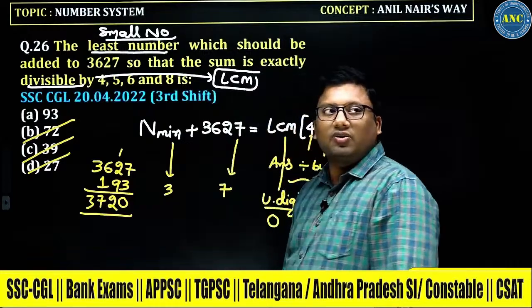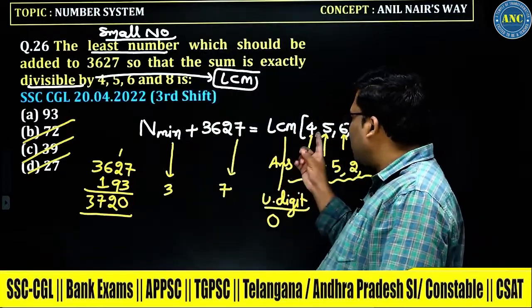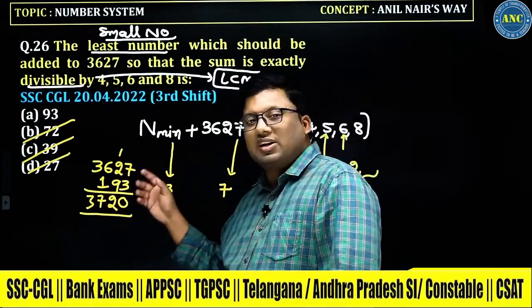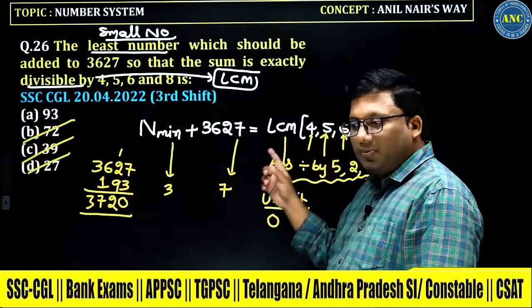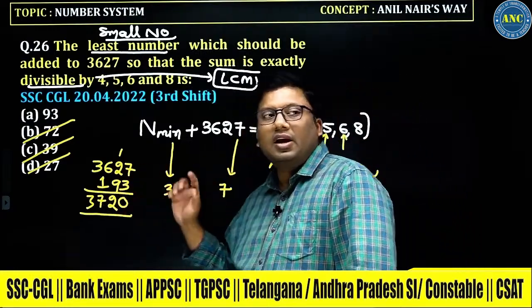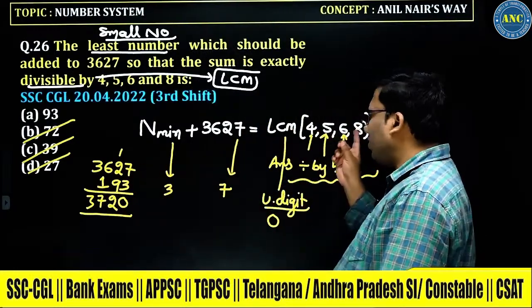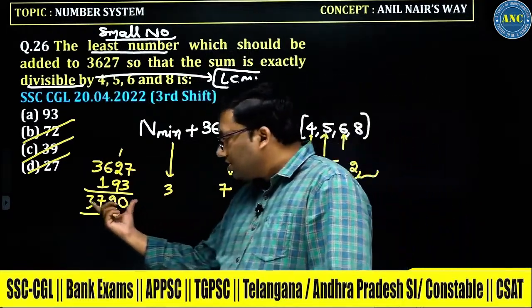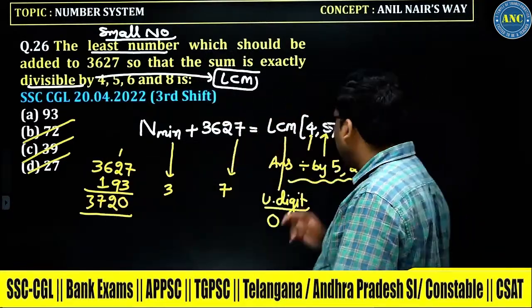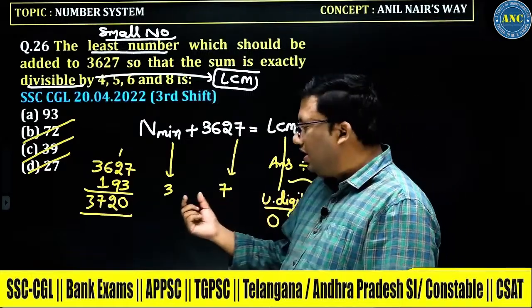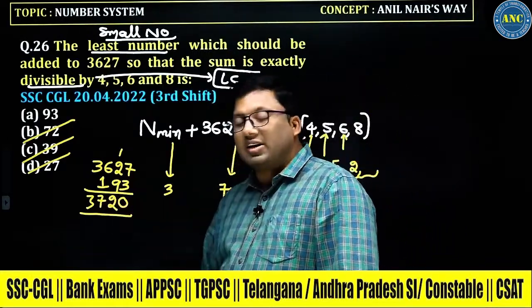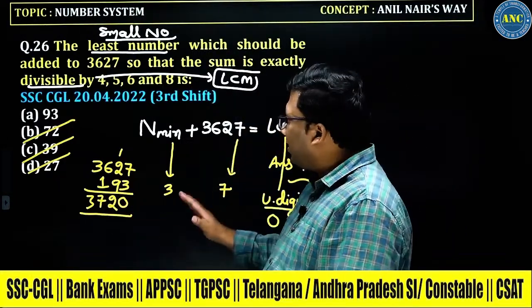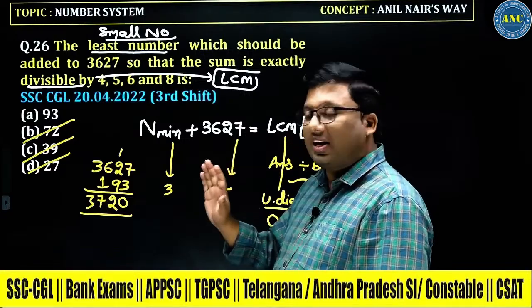Check whether 3720 is divisible by 4. 4 5s are 20, yes. Is it divisible by 5? The unit digit is 0, yes. Is it divisible by 6? 6 is a combination of 2 and 3. The sum of the digits is divisible by 3, yes. Is it divisible by 8? The last 3 digits, 720, are divisible by 8. That means the answer for this question is 93.